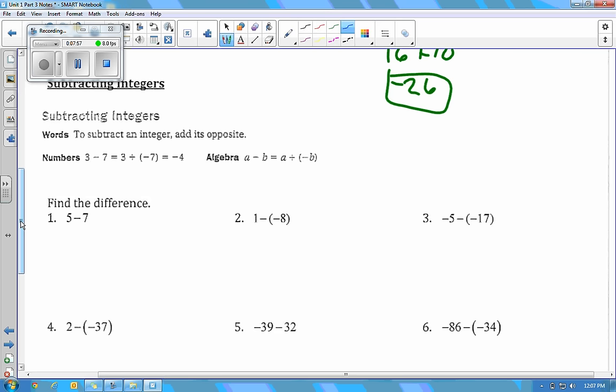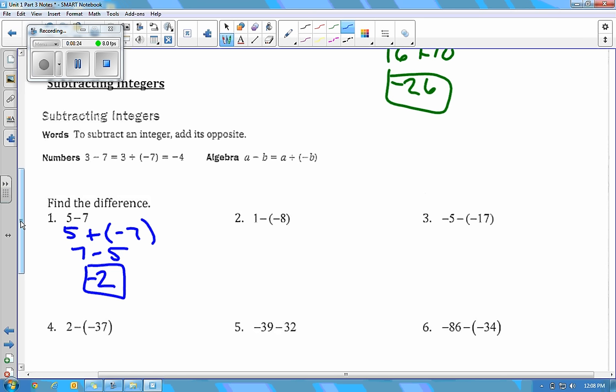I have 5 minus 7, so I'm going to write 5. I'm going to turn that subtraction into addition, and then I need the opposite of 7, which is -7. Okay? So subtraction becomes addition, 7 has to become its opposite, -7. Now I just use all the rules that I did before. So they have opposite signs, so I'm going to subtract bigger minus smaller, which gives me 2. The bigger number was negative, so my final answer is negative.